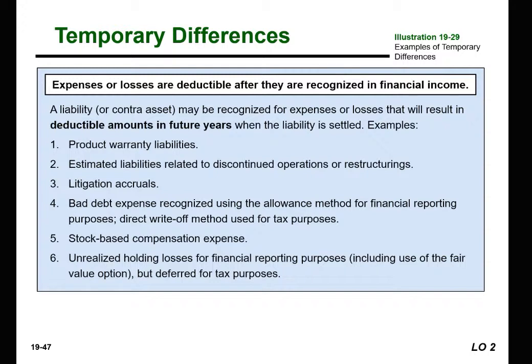As I said just a few minutes ago, there's product warranty liabilities. There's estimated liabilities related to discontinued operations or restructurings. Those litigation accruals, we've talked about those a little bit. Bad debt expenses recognized using the allowance method for financial reporting purposes. We have to use the direct write-off method for tax purposes. Stock-based compensation expenses. Unrealized holding losses for financial reporting purposes, including the use of the fair value option, but that's deferred for tax purposes.